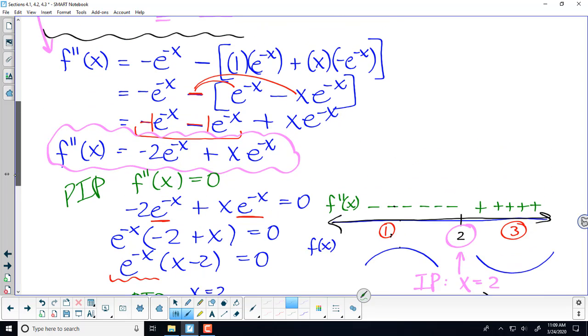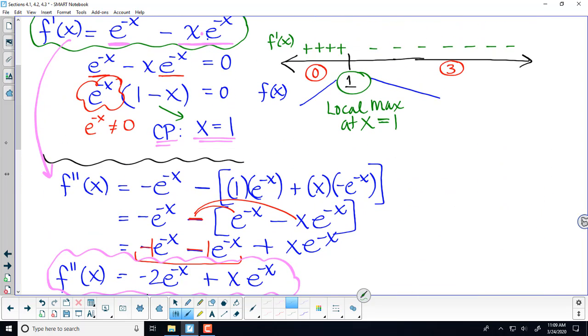If I go back up here to my local max, that would be the point 1, f of 1. I think it's e to the negative first. I forgot to write that down. Oh, yes, I did. Sorry, I see it. So this would come out to be approximately 0.368. So let's check our results.